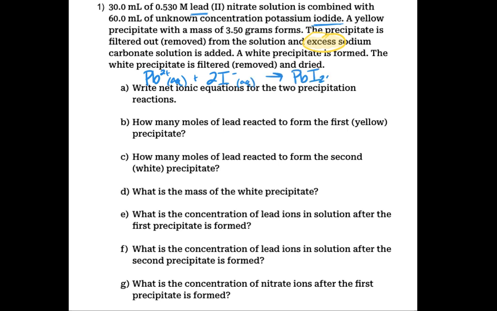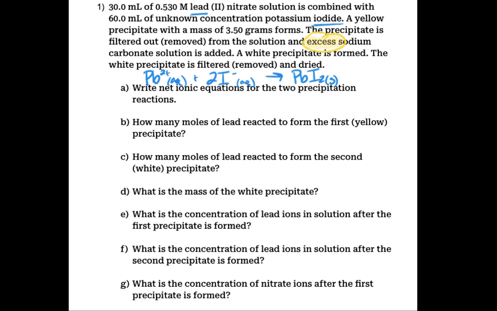If you look at your list of solubility rules, lead(II) is one of the exceptions for the halide rule. All salts of chloride, bromide, and iodide are soluble except for silver, lead, and mercury is the other one. So that's our first solid.